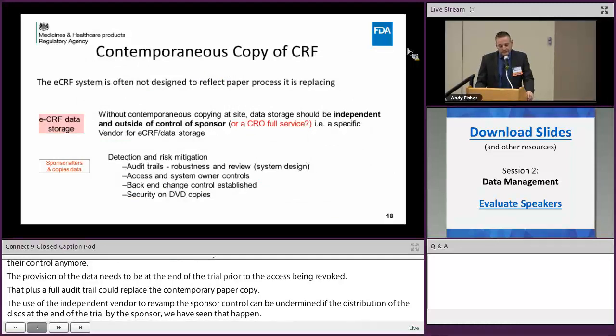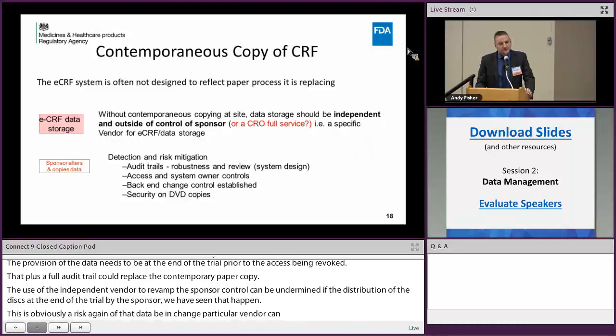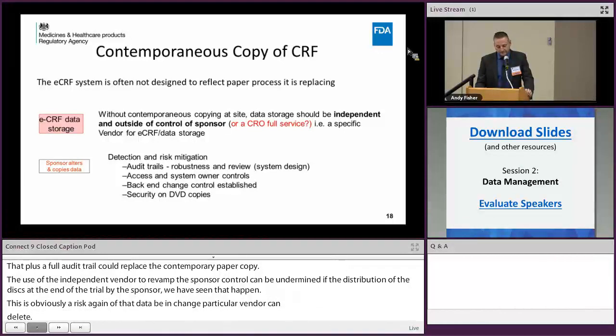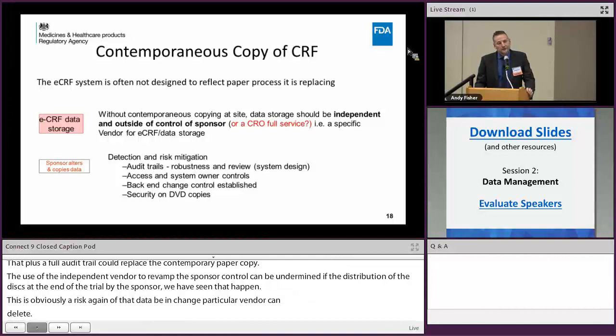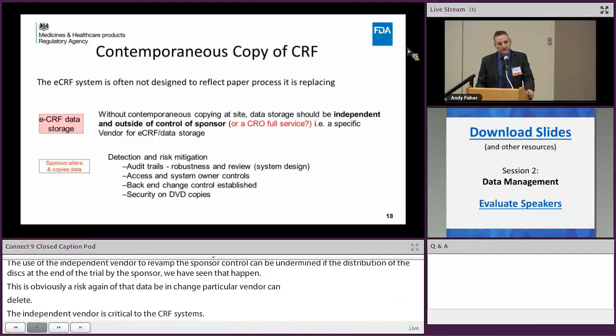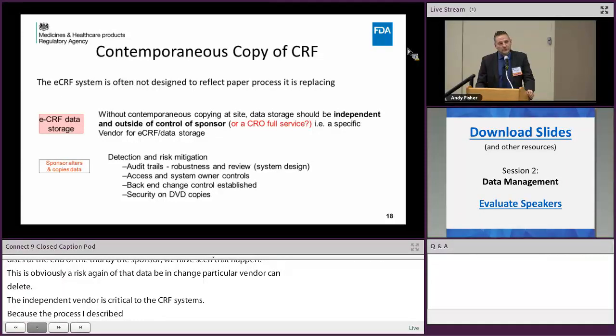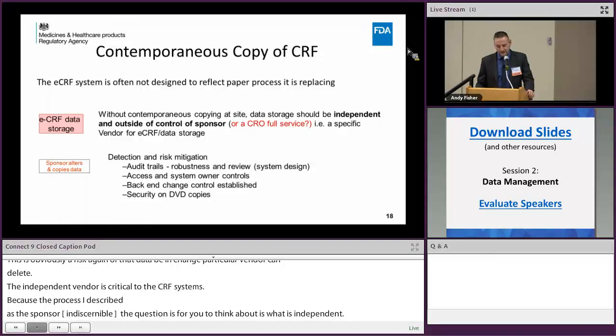The independent vendor is critical to the CRF systems because the process I described where the sponsor hosts the data doesn't really reflect the paper system it's replacing because of the lack of the contemporaneous copy. The question is, for you to think about as sponsors, is what is independent? So if the trial is being conducted by a CRO who's doing all the activities of the clinical study, all the clinical operations activities, is there an increased risk to data integrity by them also hosting the data as well?